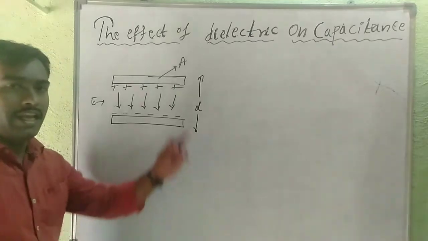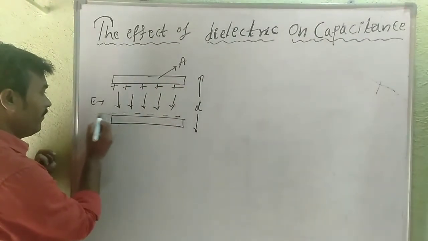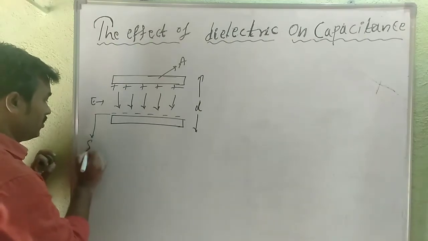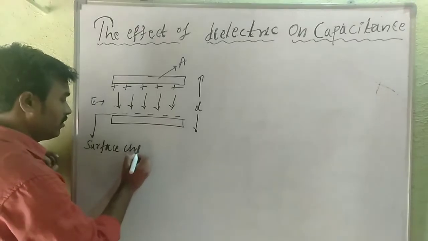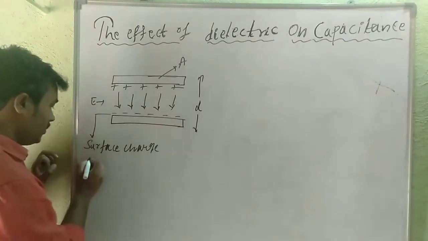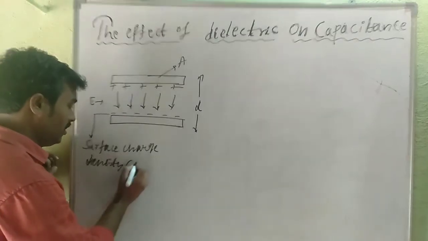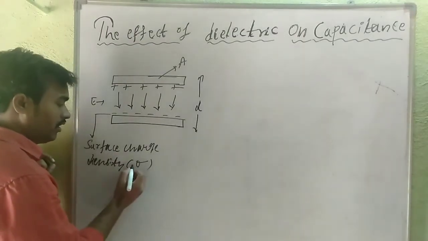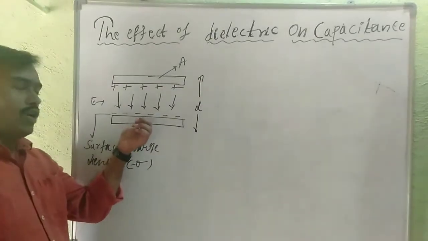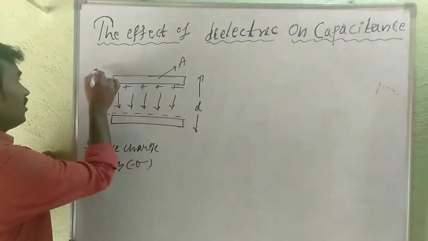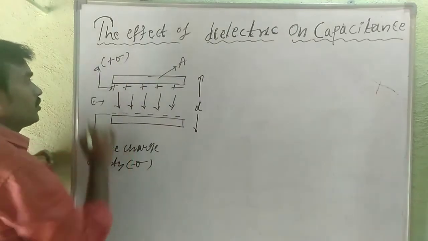The area of the plate is A, and the surface charge density is represented by sigma. Negative sigma is there because of the negative charge on this plate. Similarly, the surface charge density here is positive sigma.